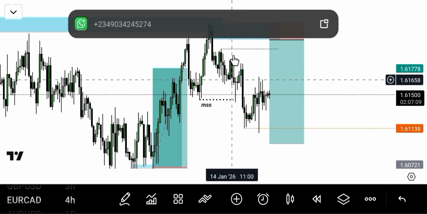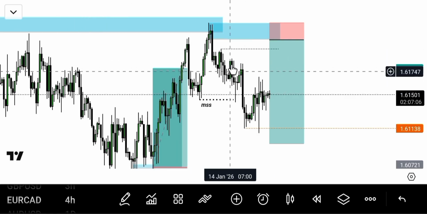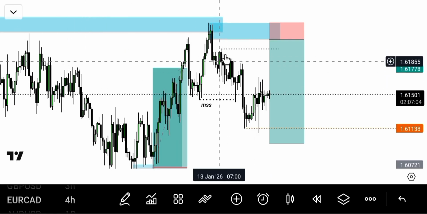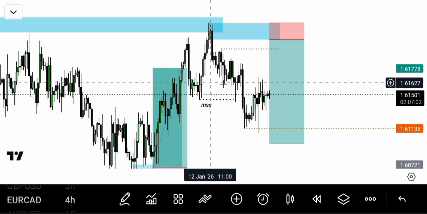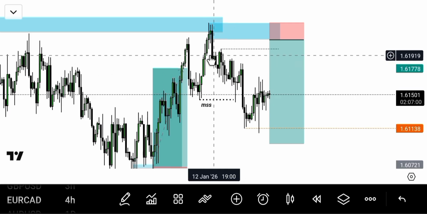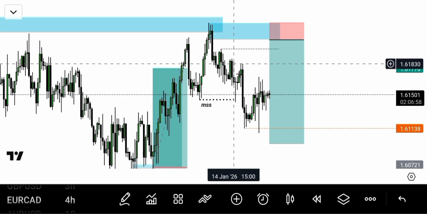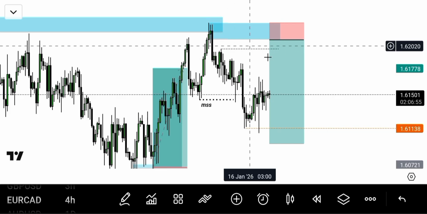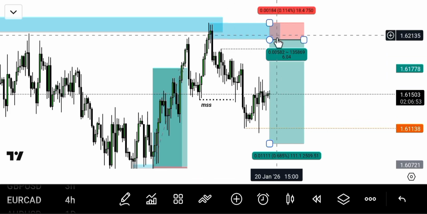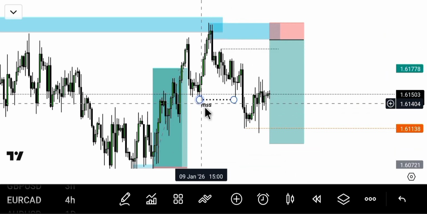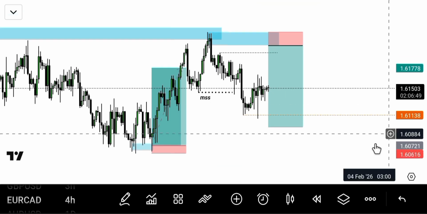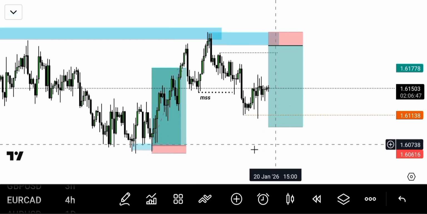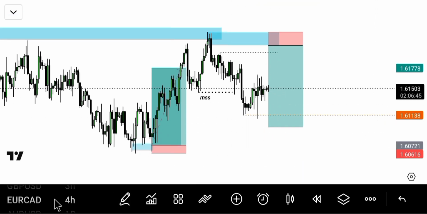for many reasons. One is that it is already mitigated. Two is that there's no liquidity that is swept. So all these things, I'm taking as my structural liquidity. I'm looking for price to take this trade to this place and expand to this side. Once again, this is an active limit order, a trade that I'm actually active on. If it resonates with you, you can actually take it.